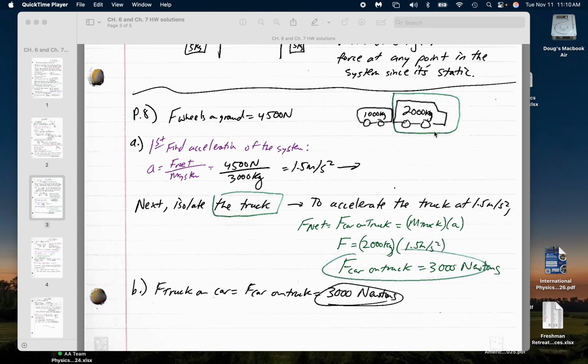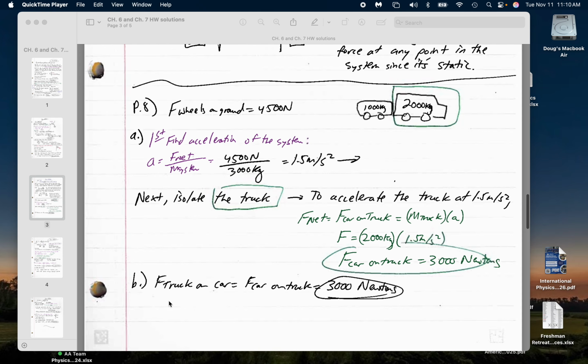So if I want to find the force acting on the truck, now its acceleration has been defined, so the only relevant force acting on the truck to affect its motion would be the force of the car on the truck. So F net is equal to F car on truck, and that's mass of the truck times a. So therefore, 2,000 times 1.5, that's 3,000 newtons of force of car on truck. And due to Newton's third law and interactive forces, the force of truck on the car is also 3,000 newtons.